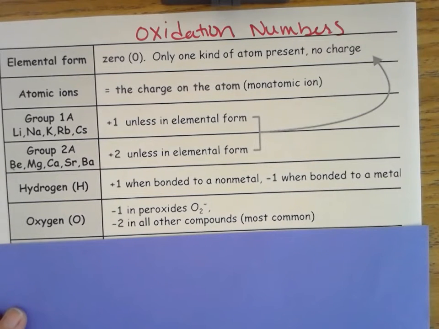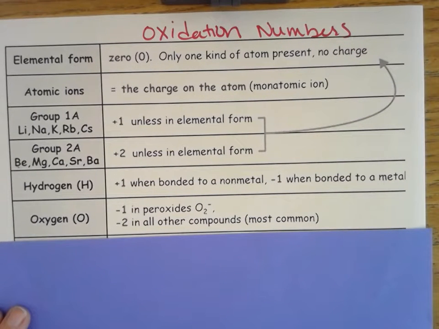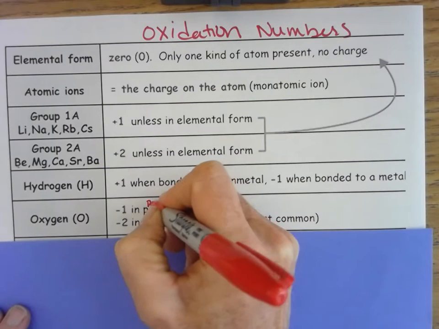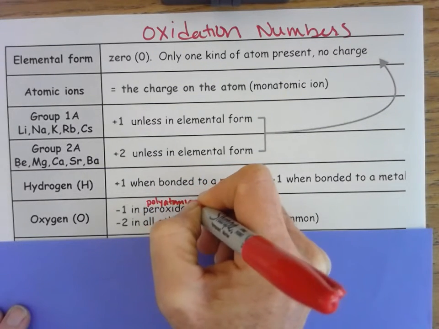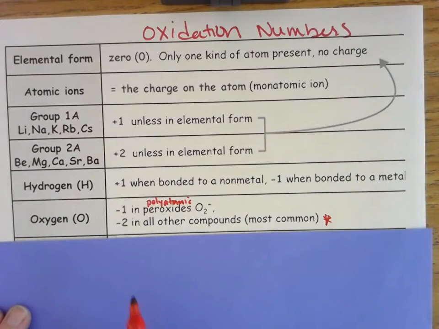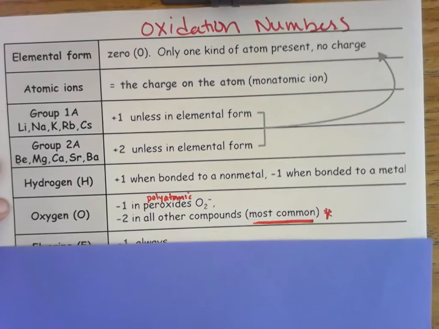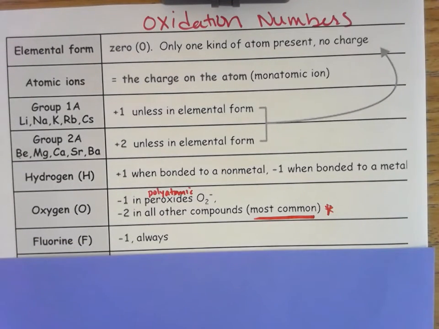Oxygen has an oxidation number of -1 in peroxide. So this is a peroxide. If you look on your polyatomic ion chart, peroxide would be there, and it would be O2 -1. So a peroxide is a polyatomic ion. This is what you're normally going to have. It's -2 in all other compounds, and it's the most common. So that's oxygen acting like an oxygen ion, which we've already dealt with. Has a -2 charge because it's in group 6A, and it needs 2 more electrons to get an octet. Fluorine's oxidation number is always -1.